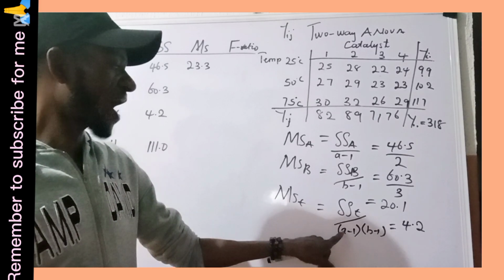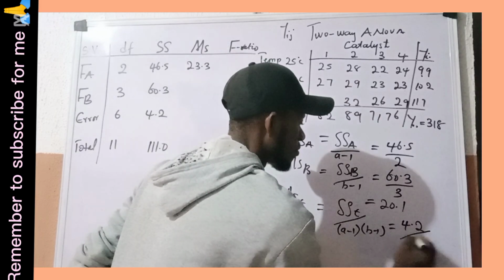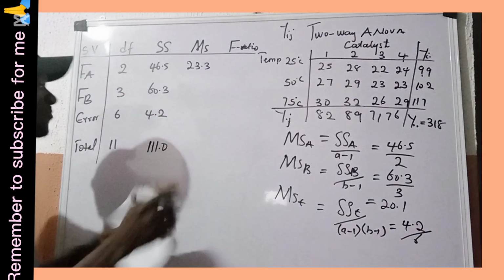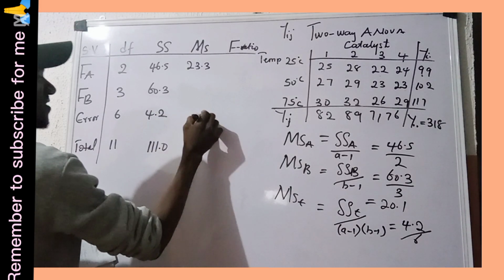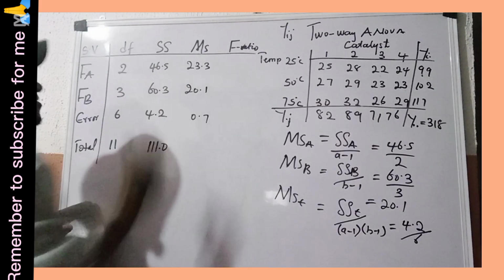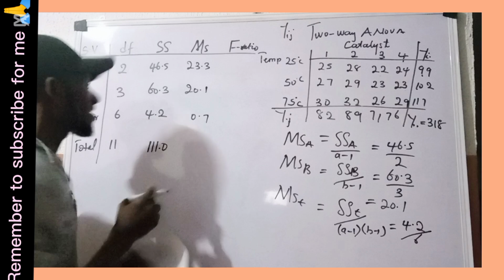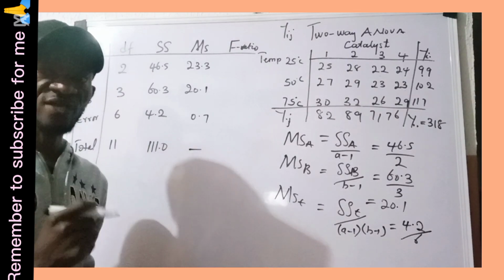So we'll be able to have our 2 times 3, which is the 6 we have here. So we say all over 6, and the value they have here is 0.7. So here is 0.7 and here is 20.1. We don't have anything like a mean square total, so we just have a column here under mean square total.